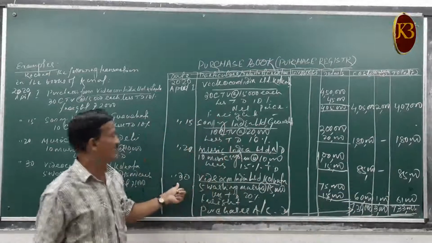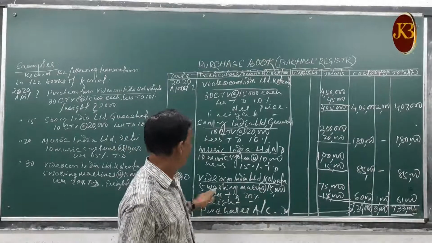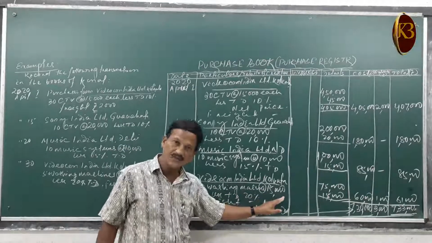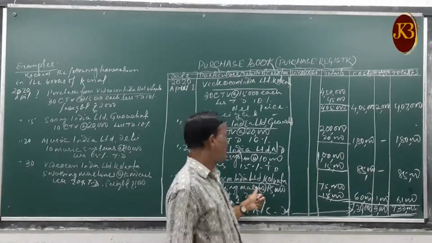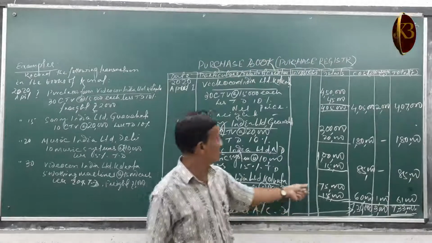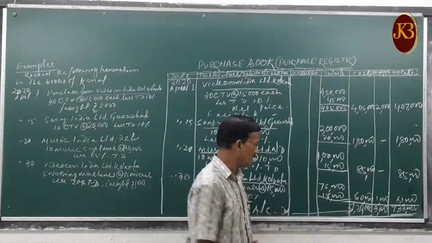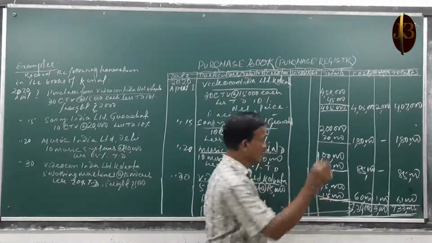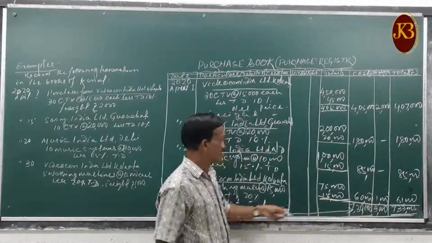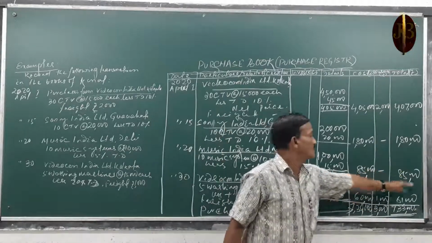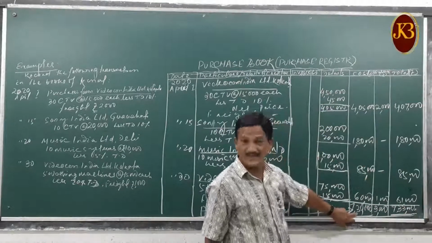Then on April 30 from Videocon India Limited we purchased 5 washing machines at the rate of 15,000 each. So 5 washing machines of 15,000 is 75,000 total. Less 20% trade discount, 15,000. So net price 60,000. Freight charges are 1,000. So total amount 61,000. So total cost 7,30,000.